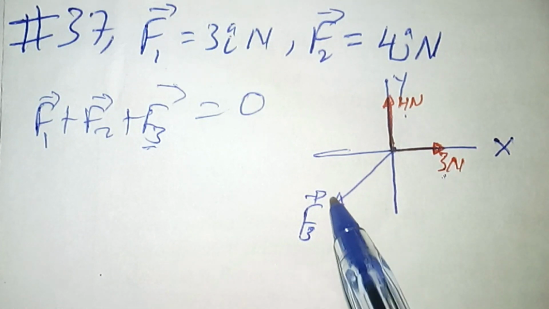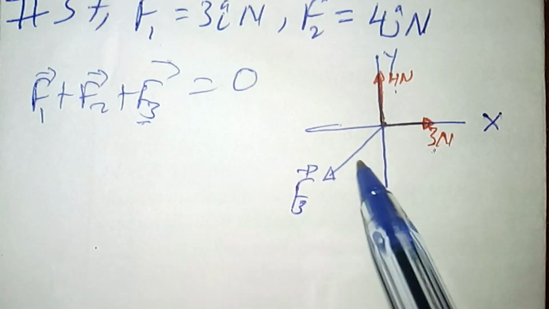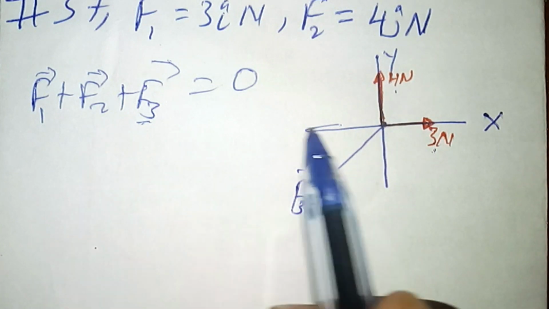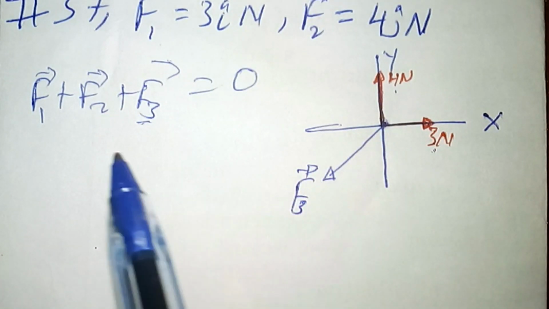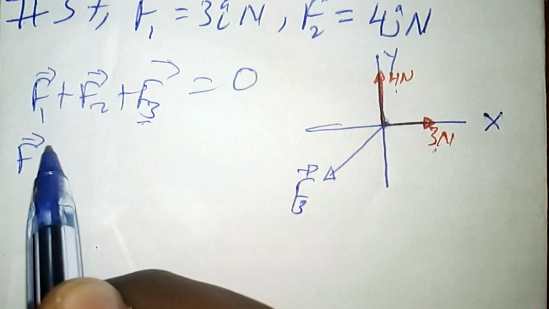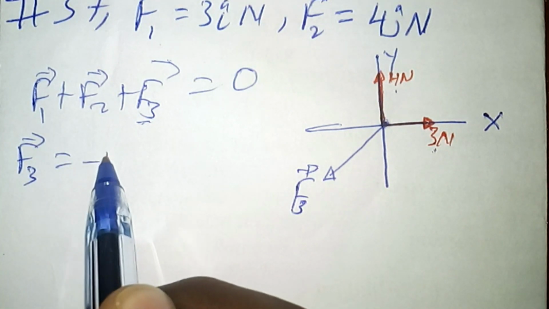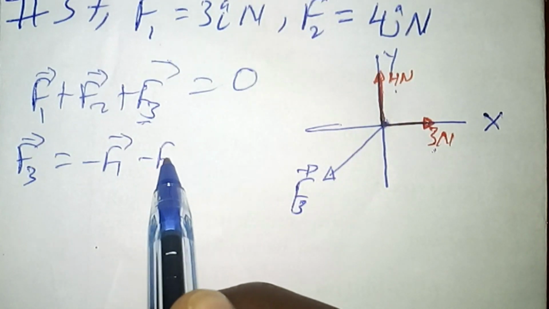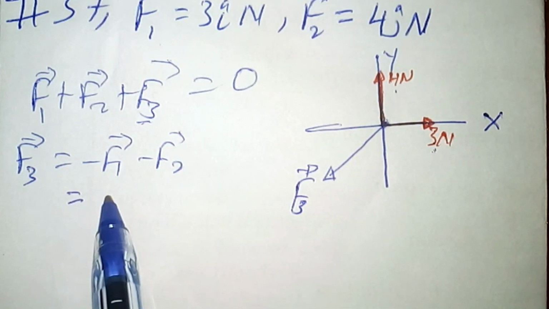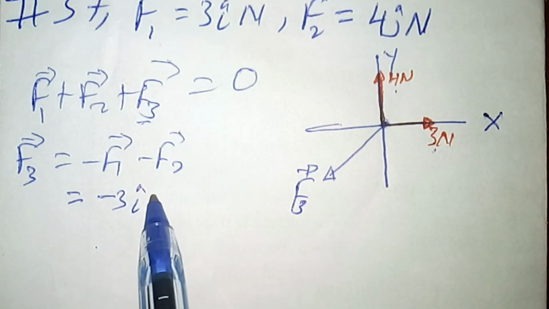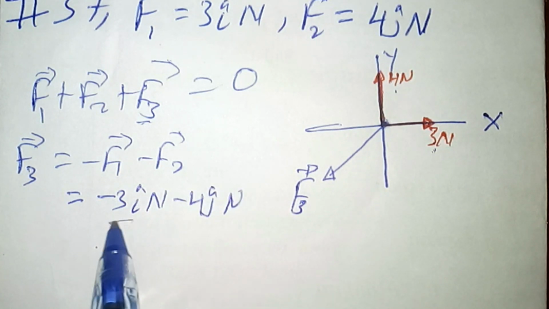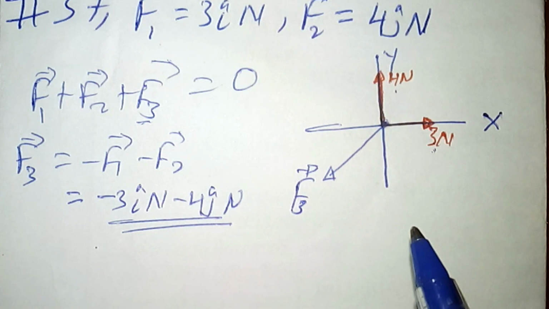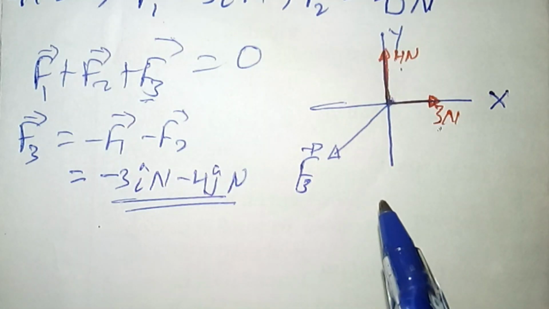So the sum of all these three forces gives me 0, which means the forces are in equilibrium, so they balance each other. So from the equation, we can get F3 is equal to minus F1 minus F2, which is equal to minus 3 i Newton minus 4 j Newton. So this is the third force which balances the two.